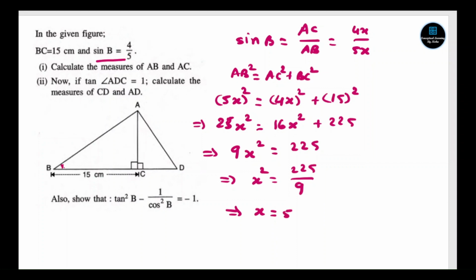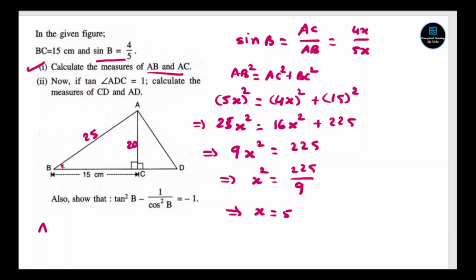So that means AB is how much? 5 times 5, which is 25. And AC is 4 times 5, which is 20. So I got these values. Alright. So we found AB and AC. The first question is done for us.